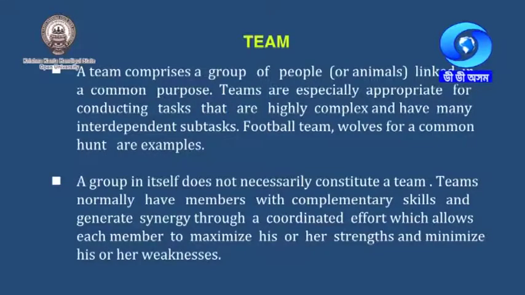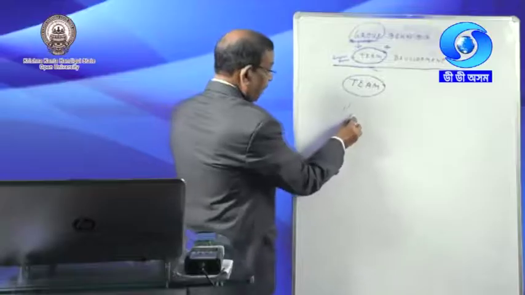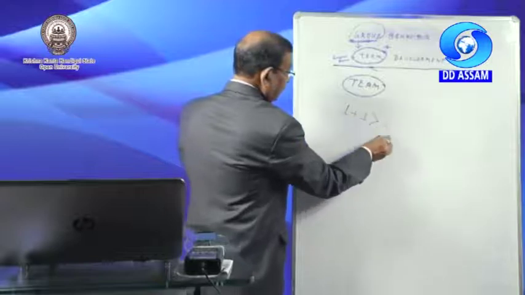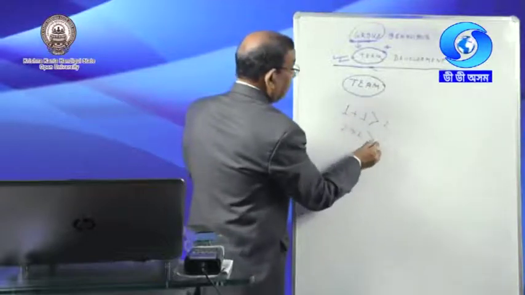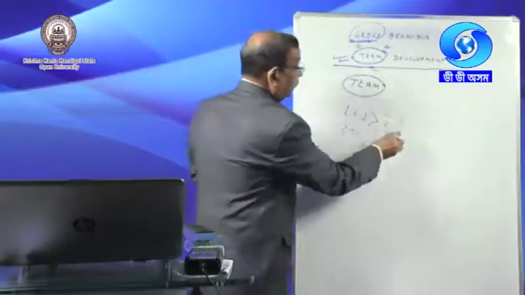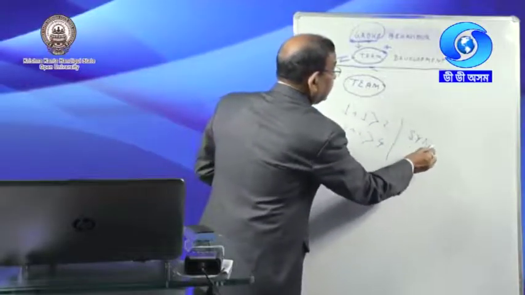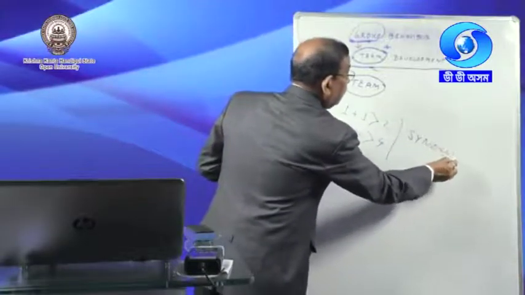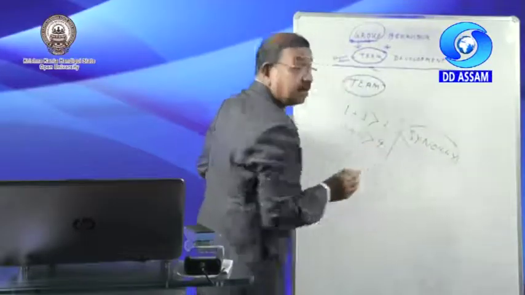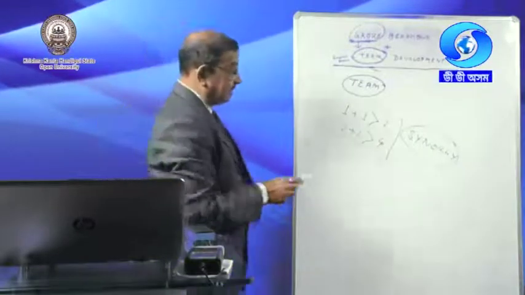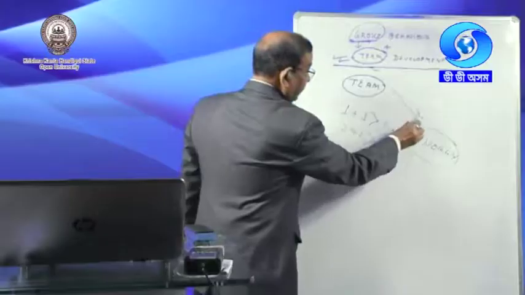A group in itself does not necessarily constitute a team, as I have told you. Groups will have to graduate to teams. Teams normally have members with complementary skills, and generally they generate synergy. Synergy means 1 plus 1 is greater than 2, or say 2 plus 2 is greater than 4. That is synergy. It means the group effects are more than the combination of the individual effects. That synergy we find in a team.